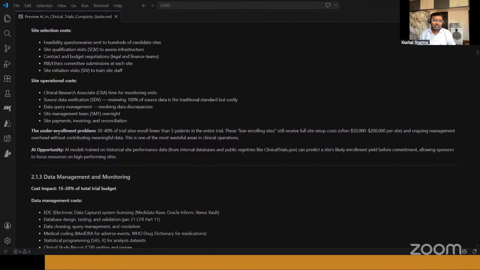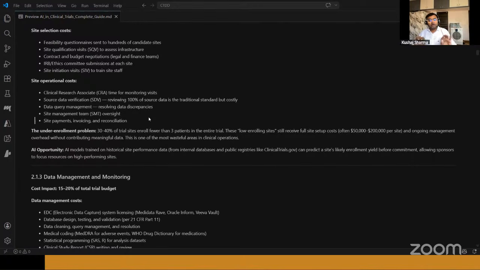Then site operational cost. It involves clinical research associate (CRA) time for monitoring visits. Then source data verification (SDV): reviewing 100% of the source data is the traditional standard but very costly. Data query management, resolving data discrepancies. Then site management team oversight, site payments, invoicing and reconciliation.